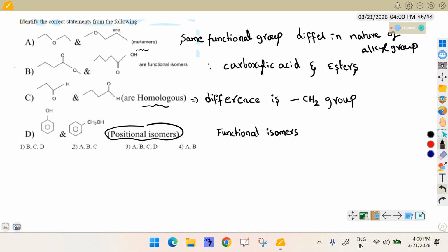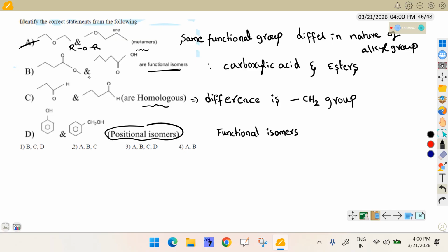Identify the correct statements from the following. A and B are metamers. Correct. A and B are metamers because both have ether functional groups. The functional group remains the same, but the nature of the alkyl group is different. B compounds are functional isomers.